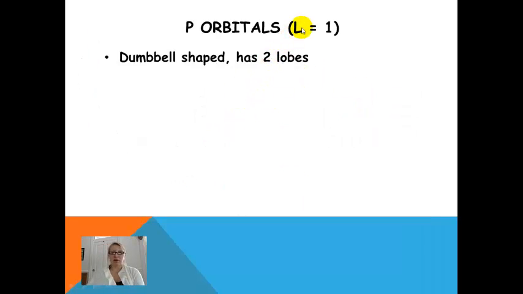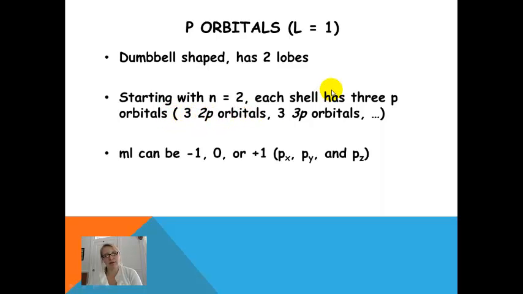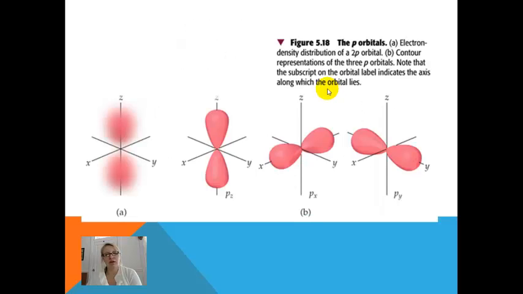P orbitals, where L equals 1, are dumbbell shaped. Starting with n equals 2, each shell has 3 different types of p orbitals. So there's 3 2p orbitals, there's 3 3p orbitals, and so on. ML can be -1, 0, or +1. So here, for example, are 3p orbitals. Here this would be -1, 0, and +1. It tells you which one they're in.